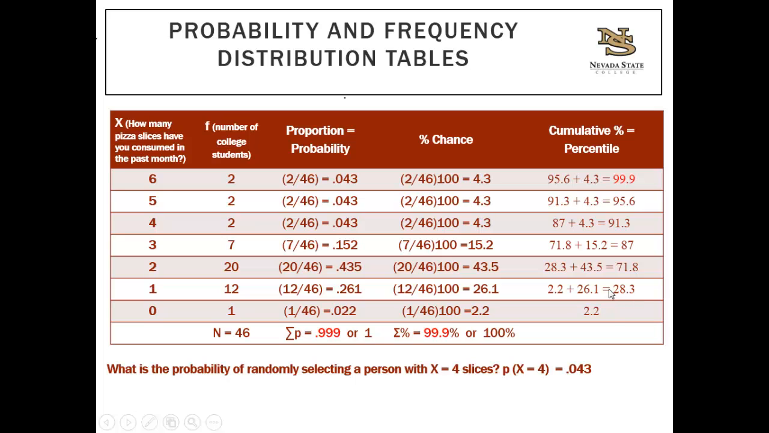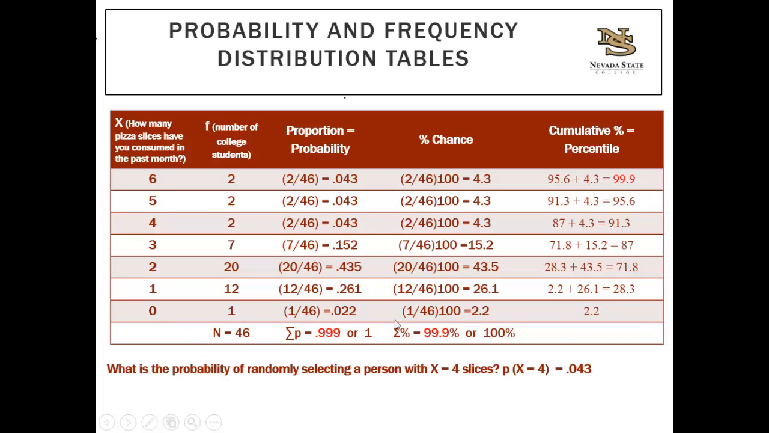And then moving up, you just take the cumulative percent for the value just below 2, so the cumulative percent for 1, add it to the percent for 2, and you end up with the cumulative percent for 2. So 71.8% of this population consumed 2 or fewer slices of pizza. And then you just add all the way up until you end up with, within rounding error, 100% of this population consuming 6 or fewer pizza slices in the past month.